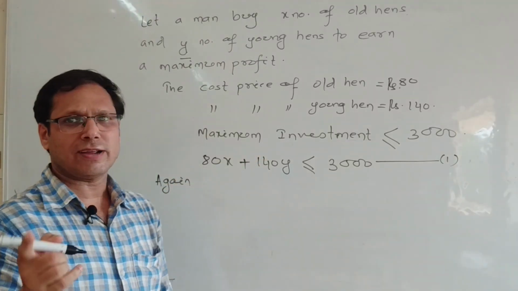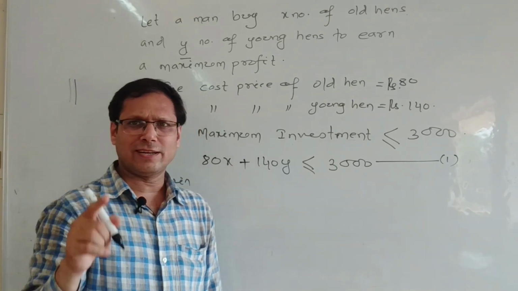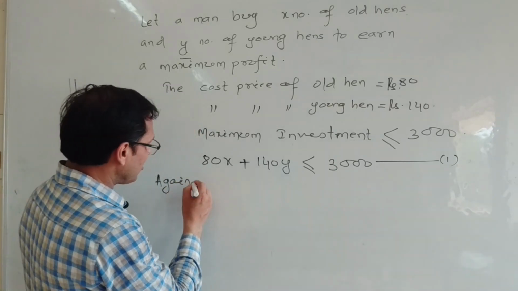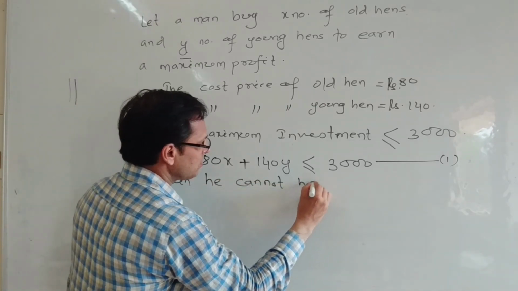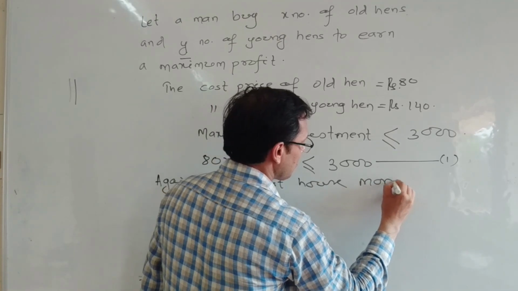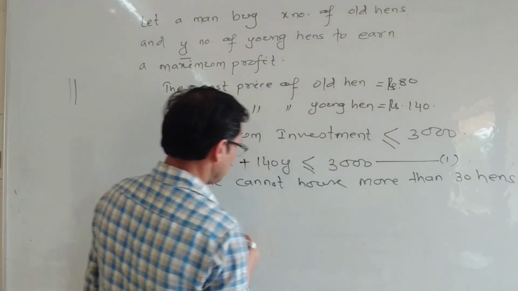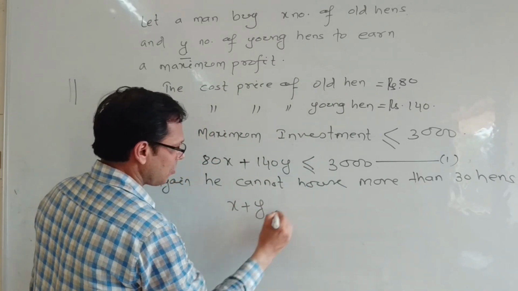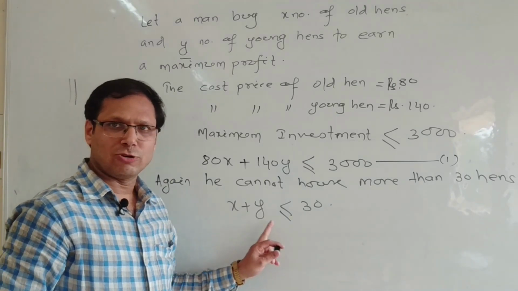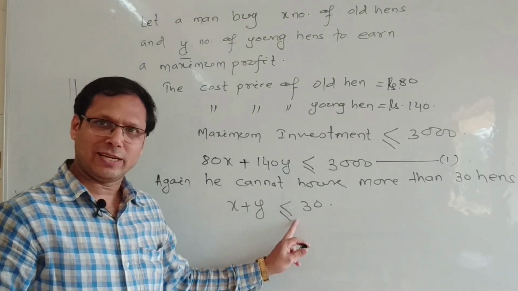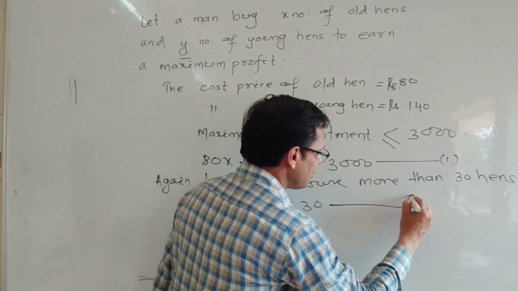Again, given he cannot house more than 30 hens. That means total number of hens should be less than equal to 30. So you should mention here again he cannot house more than 30 hens. That means x plus y less than equal to 30. That means the total number of hens should be less than equal to 30, at most 30 or less than 30. Okay, this one is the second constraint.